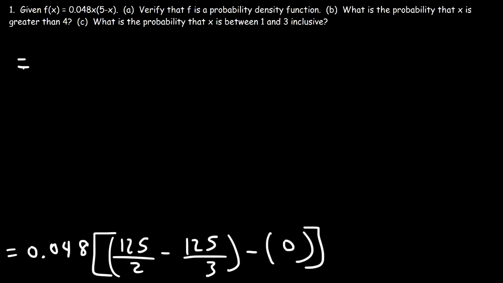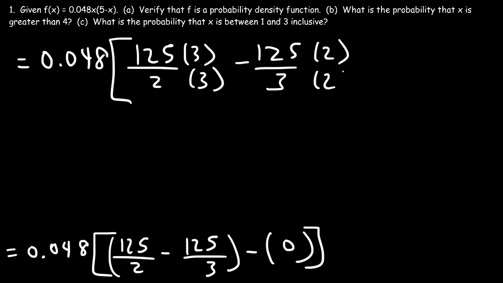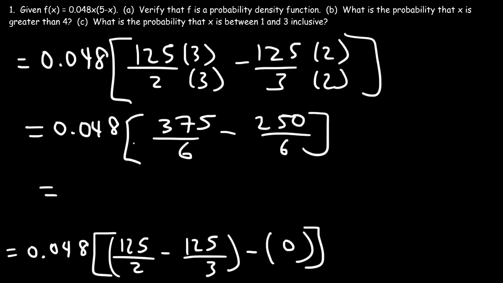So let's get common denominators. 125 over 2, I'm going to multiply by 3 over 3. And 125 over 3, I'm going to multiply by 2 over 2. So 125 times 3 is 375. 125 times 2 is 250. And 375 minus 250 is 125. So this is going to be 125 over 6.